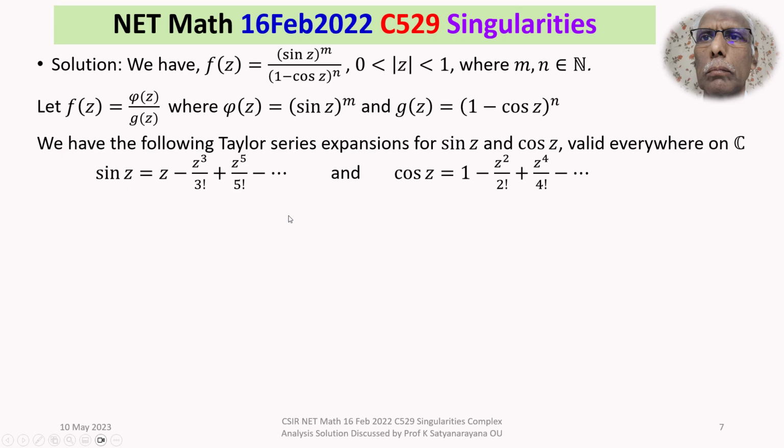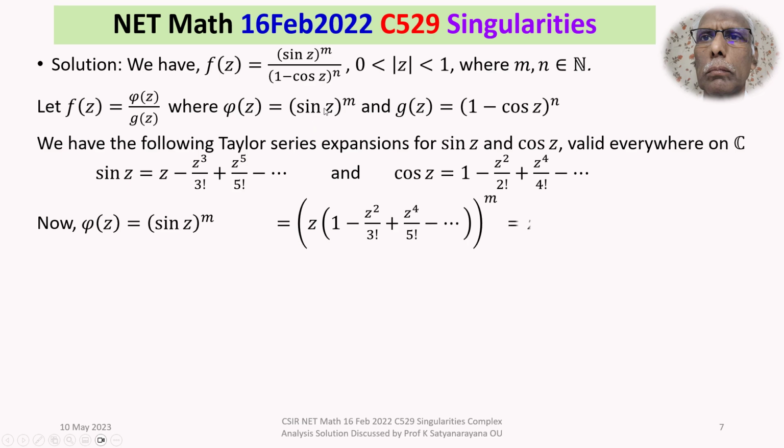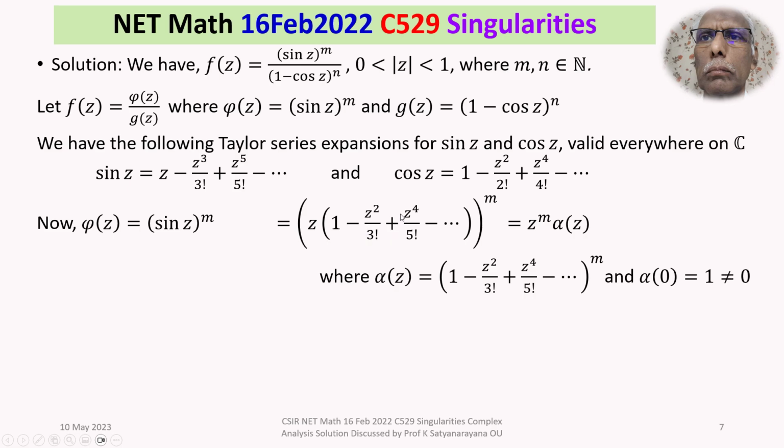Now, phi of z we have taken as sin z to the power of m, and that is equal to, in brackets, z into 1 minus z square by 3 factorial plus z to the power of 4 by 5 factorial minus so on and so forth, whole to the power of m, where z is taken out common from the expansion. That is z power m into the remaining thing, which we have written as alpha z, where alpha z is 1 minus z square by 3 factorial plus z to the power of 4 by 5 factorial minus so on and so forth, whole to the power of m, and we notice the value of alpha at z is equal to 0 is 1.